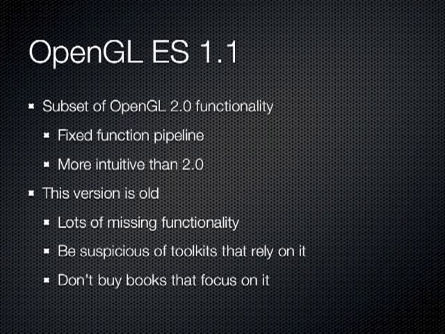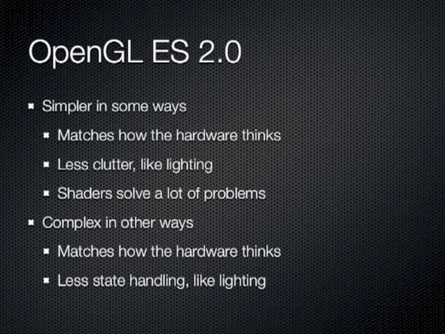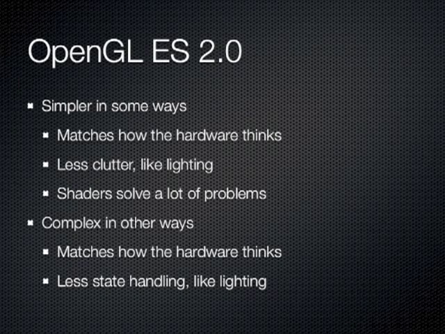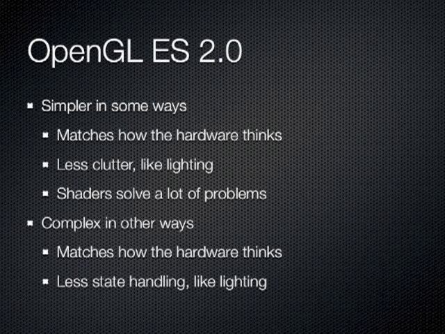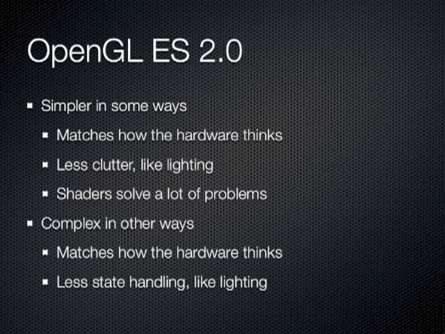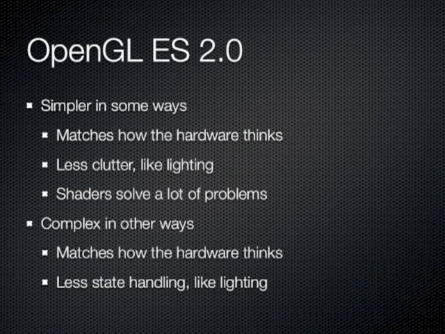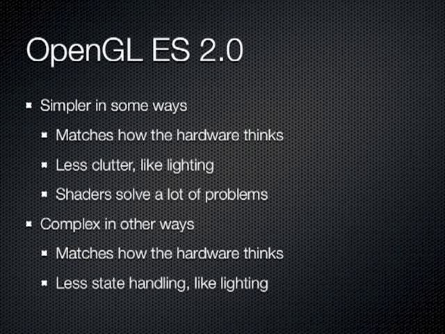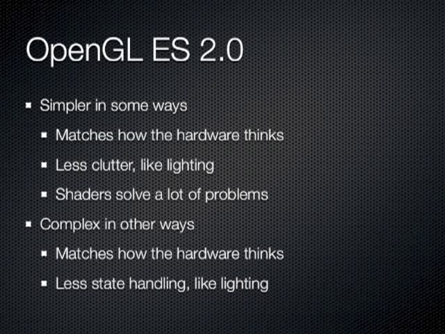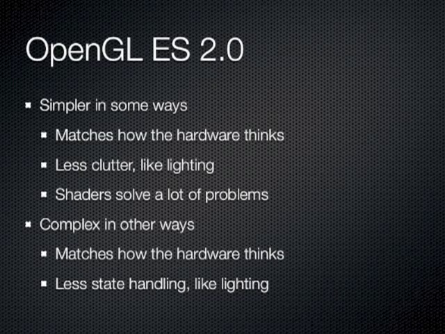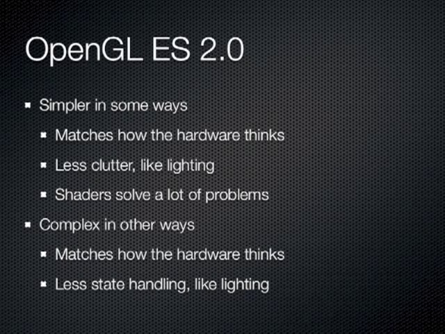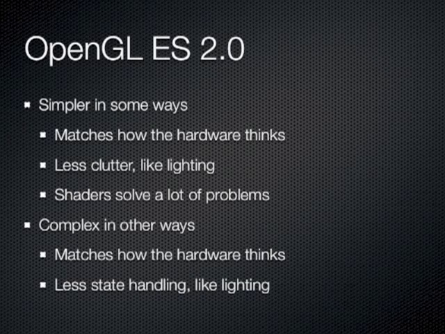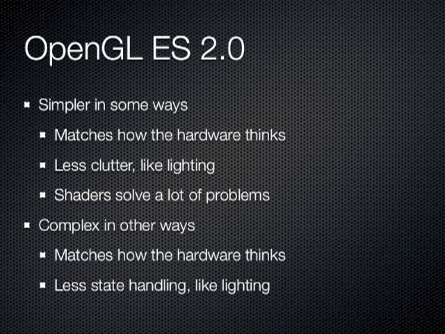So OpenGL ES 2.0 is the newer toolkit, and it's simpler in many ways. It really matches how the hardware thinks a lot better. It's got a lot less clutter, like the lighting handling and all the state handling that was in 1.1. And it's got this notion of shaders, which OpenGL on the desktop has had for a very long time. Basically little programs that you can execute on your triangles, your vertices and your pixels. And that lets you solve an enormous number of really complex problems, and also some really mundane ones, in a really simple fashion. But OpenGL ES is complex in other ways.